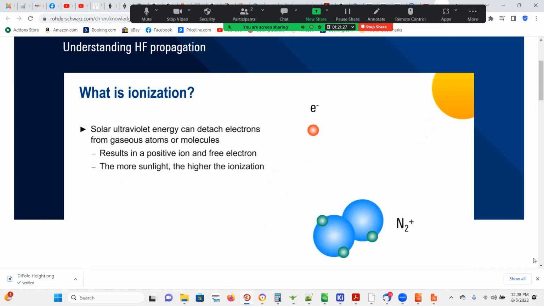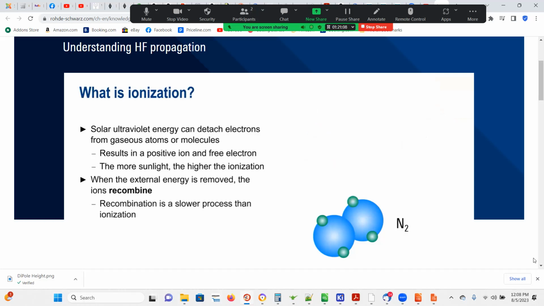The level of ionization and the number of free electrons increases as the amount of sunlight striking a given part of the atmosphere increases. When that part of the atmosphere rotates away from the Sun, that is at night, the energy is removed and the ions recombine to form electrically neutral atoms or molecules. Note that recombination is a slower process than ionization. Atmospheric ionization increases rapidly at dawn, but decreases less rapidly after dark.